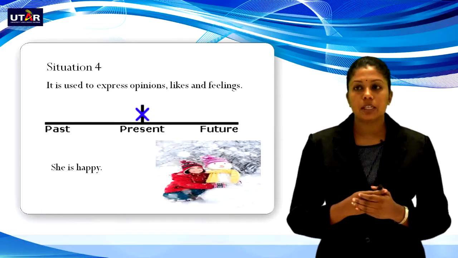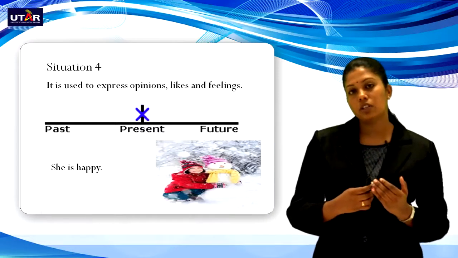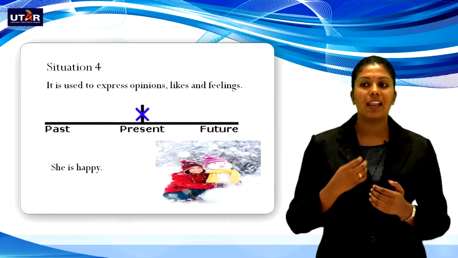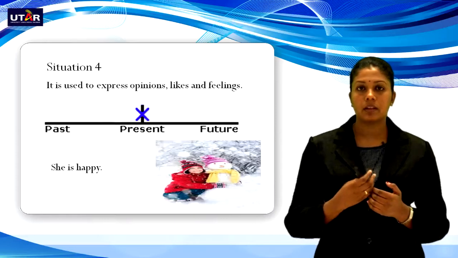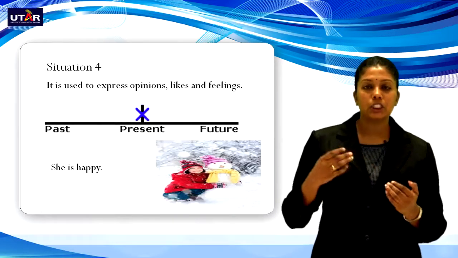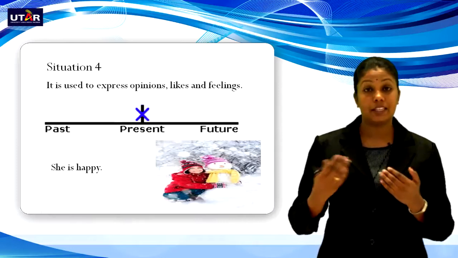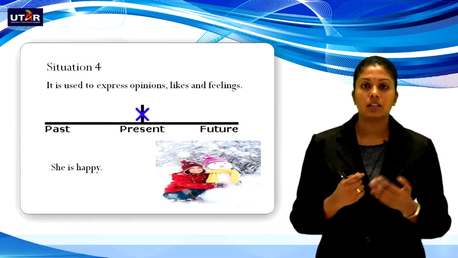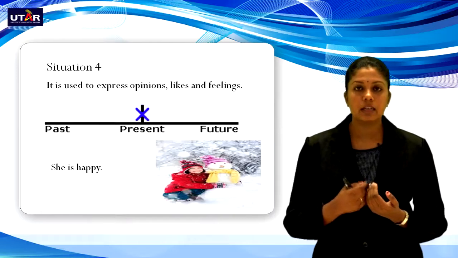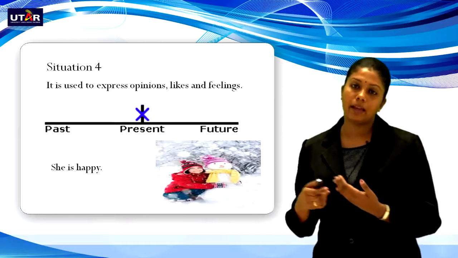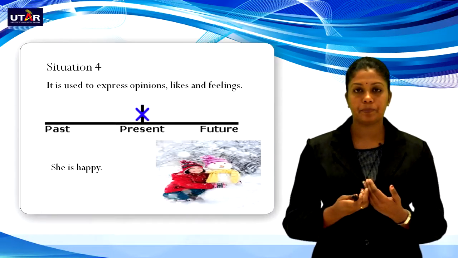The next situation is you can also use present simple when you want to express opinions, likes and feelings. Let's look at the example. She is happy. We can see her, she is smiling, so we say she is happy. So she is third person singular, we use the be verb is followed by the adjective happy.